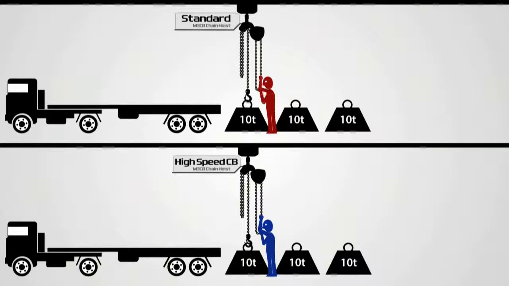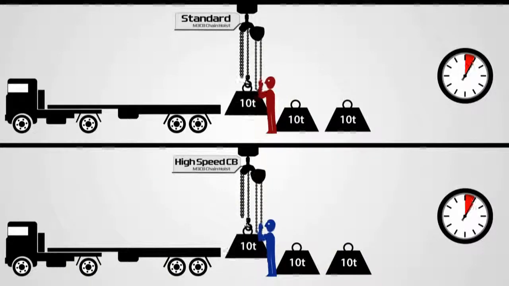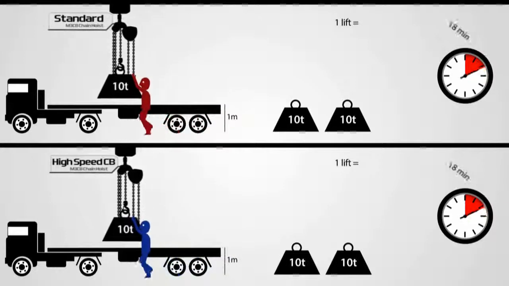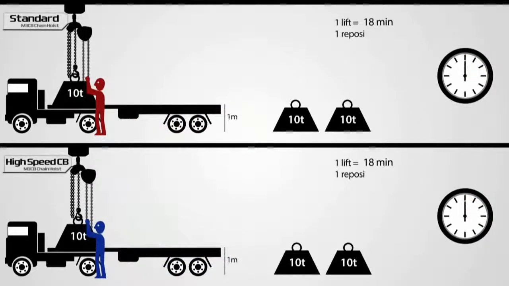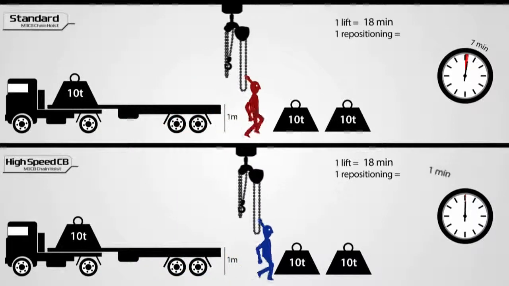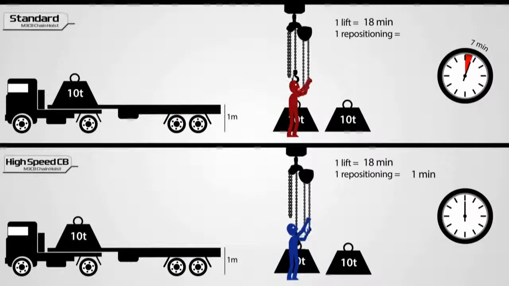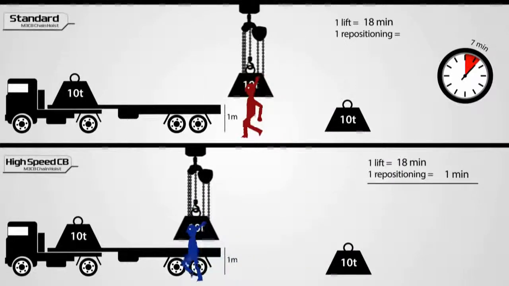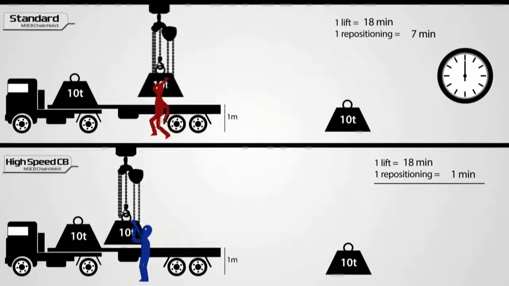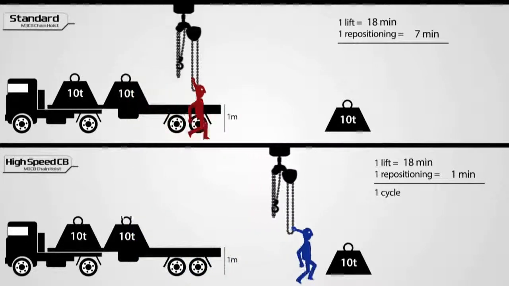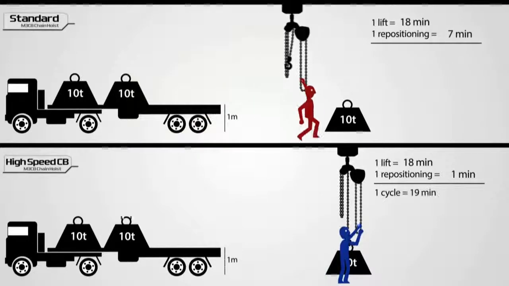Both operators have to pull almost 400 meters of hand chain to move the hook 1 meter, taking almost 18 minutes to complete one lift. In this illustration, the blue operator is able to reposition the unloaded hook in just 1 minute by activating the high-speed gear in the quick clutch equipped hoist, a procedure that takes the red operator over 7 minutes to do using a standard hoist. To complete one full lift cycle, it takes the blue operator 19 minutes, whereas the red operator requires 25 minutes.